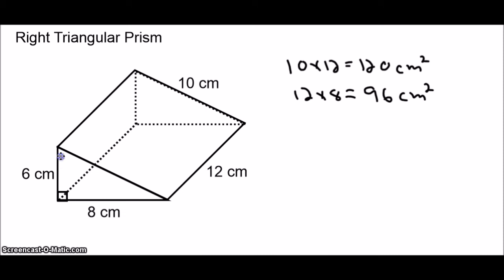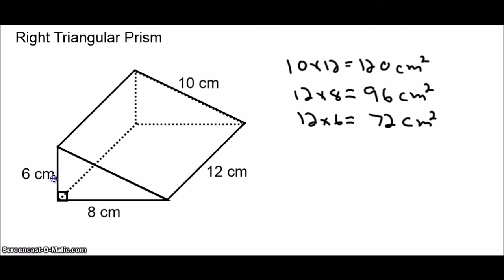And let's do this rectangle in the back here. The height of that is 6, and this length is 12. 12 times 6 is 72 square centimeters. So now we've done the 3 rectangles, we need to do the triangles on the end.